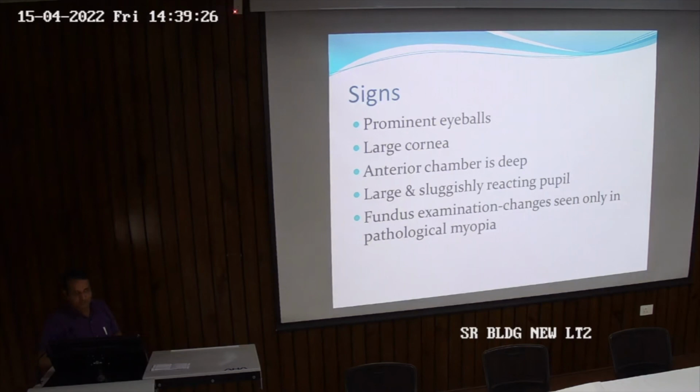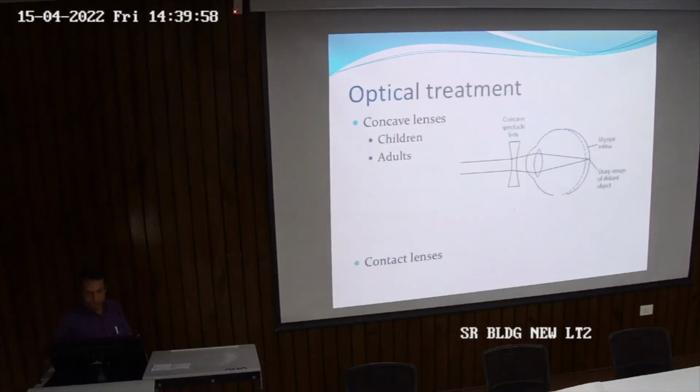Large cornea. The anterior chamber will be deep. These are the signs of myopia. You will see them in clinical postings. Anterior chamber is deep. What is the normal depth of the anterior chamber? I just told you: 2.5 to 4 millimeter. So it will be deeper in cases of myopia and shallower in cases of hypermetropia. Large and sluggishly reacting pupil, and the fundus examination I have already told, seen in degenerative myopia.